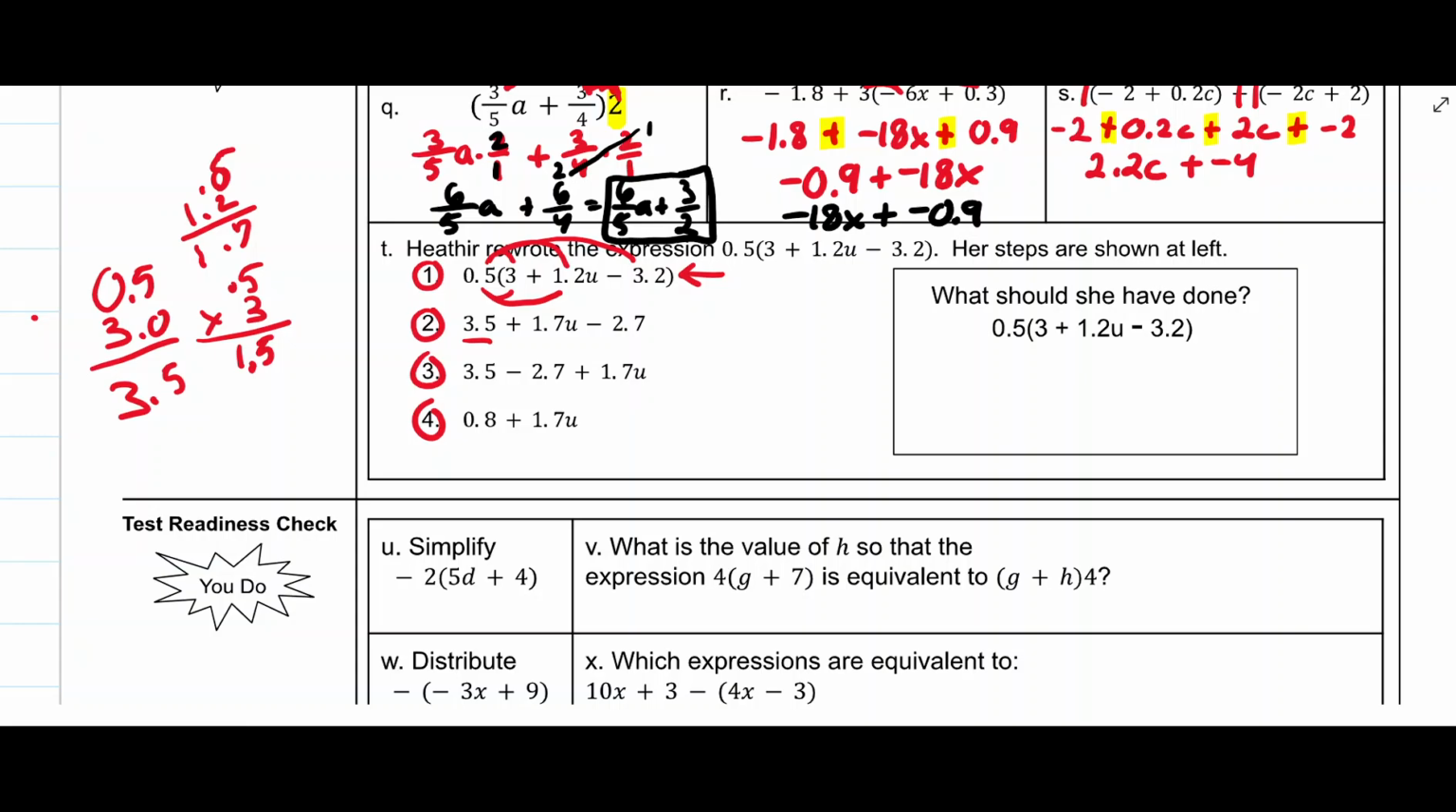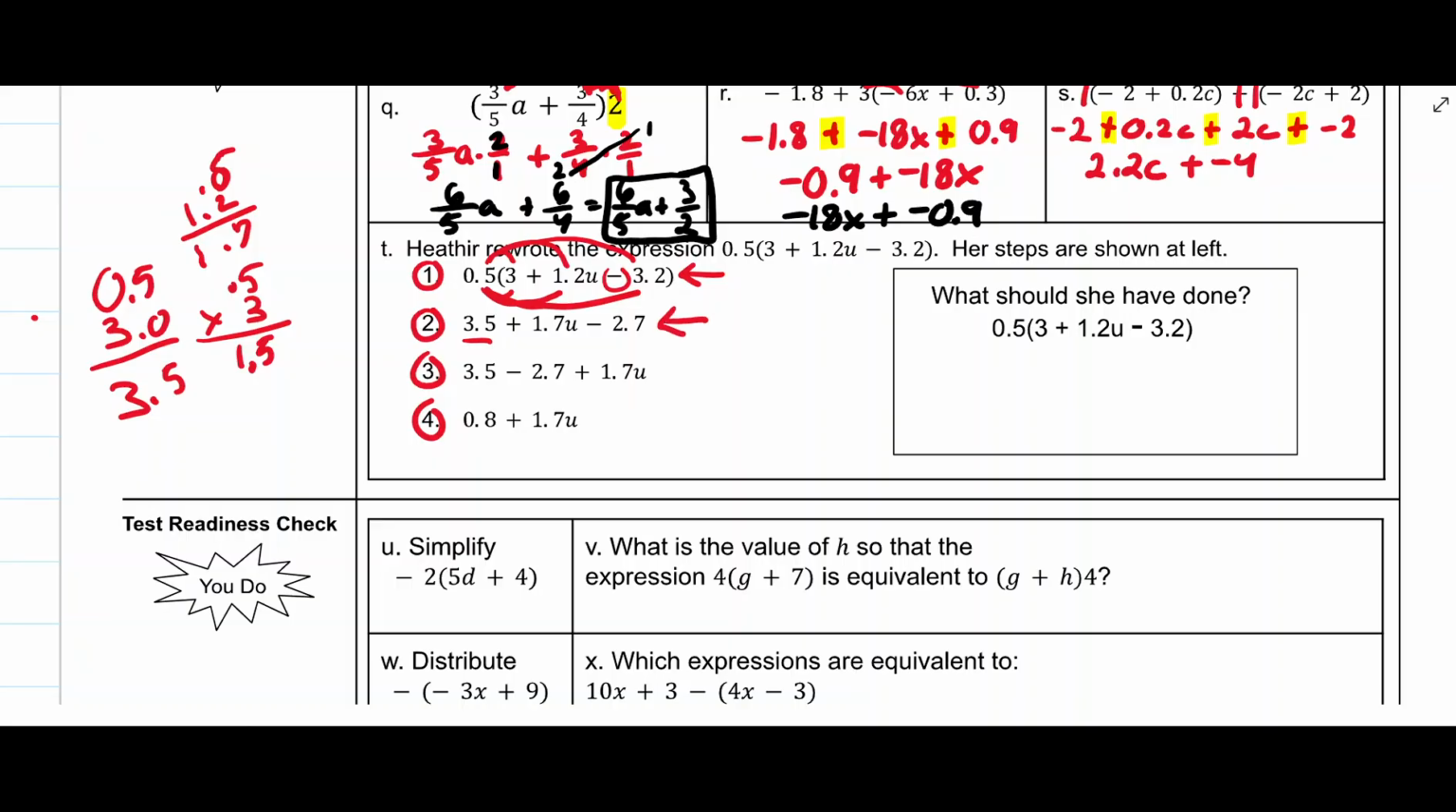Again, she added, and maybe she added the last one. 5 tenths plus 3 and 2 tenths is, oh, there's a subtraction sign here. So she subtracted 5 tenths from 3 and 2 tenths. So Heather is really going the wrong direction, as we can see. So her big mistake was right here.